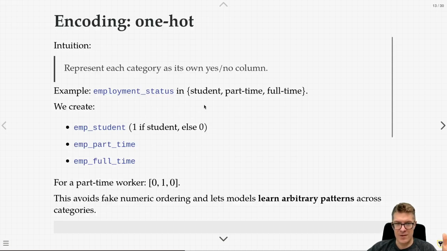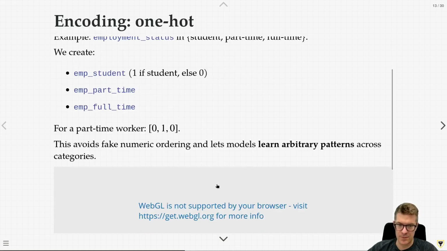So you can see how if these labels are all mutually exclusive, you can only be one of these things at a time, then only one of these elements in my list will be 1 and all others will be 0. So someone who's part-time, are they a student? No. Are they part-time? Yes. Are they full-time? No. So part-time becomes 0, 1, 0. So this helps to avoid numeric orderings and lets models learn arbitrary patterns across categories.